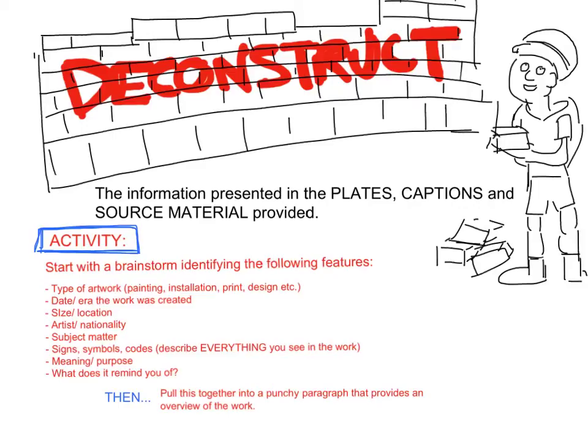If you create a brainstorm based on these points for random artworks, then this will develop your ability to respond to any artwork. We want this activity to become second nature so that whenever you're presented an image, you just start going through this brainstorm. Once you've done that, you may choose to pull this into a punchy paragraph that just provides an overview of the work.